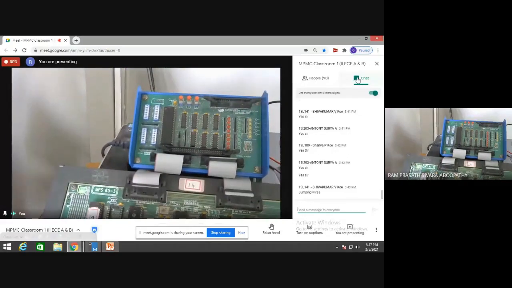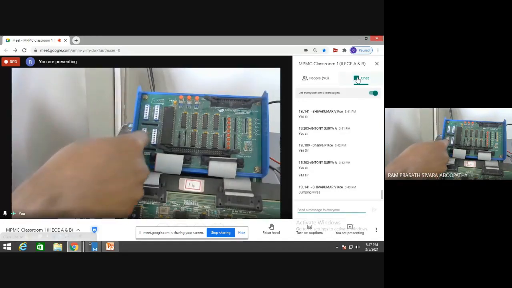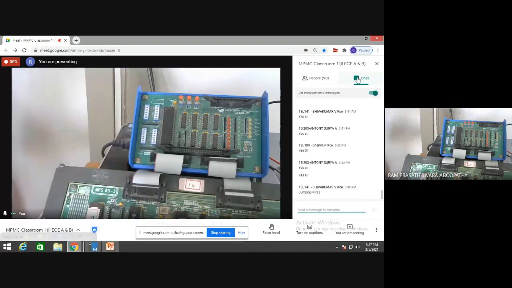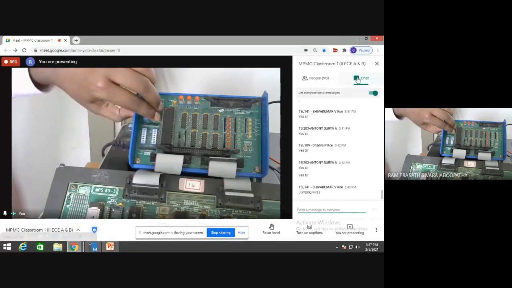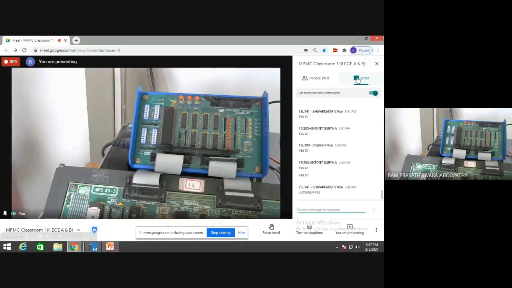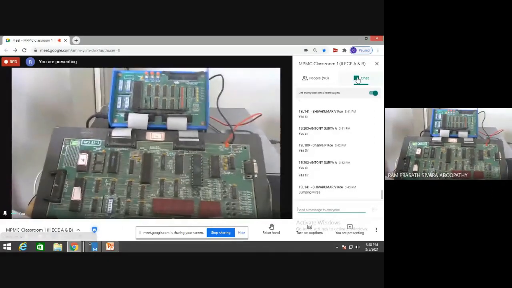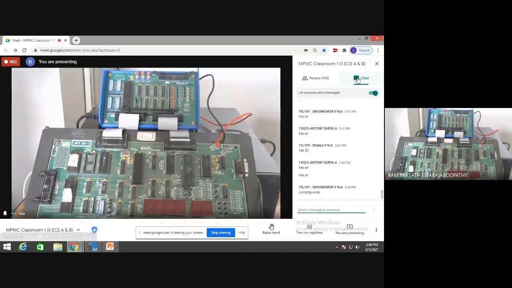So that's all about this board. Now what I have done here is, I have set all of port A to IP and all of port B to OP. That means this switch is connected to port A and this green LED is connected to port B. That's all. Fine. Is it clear? Shall we type the program? Yes.